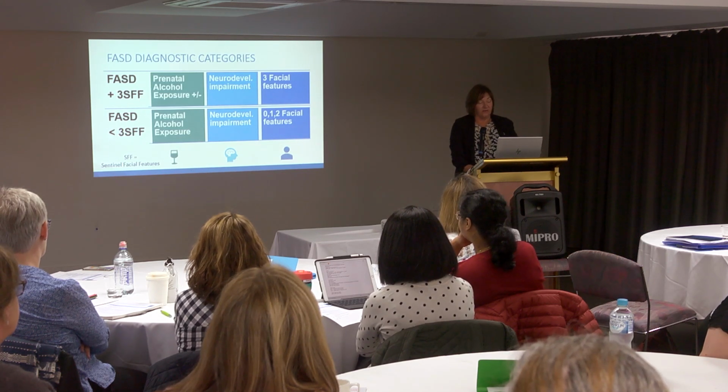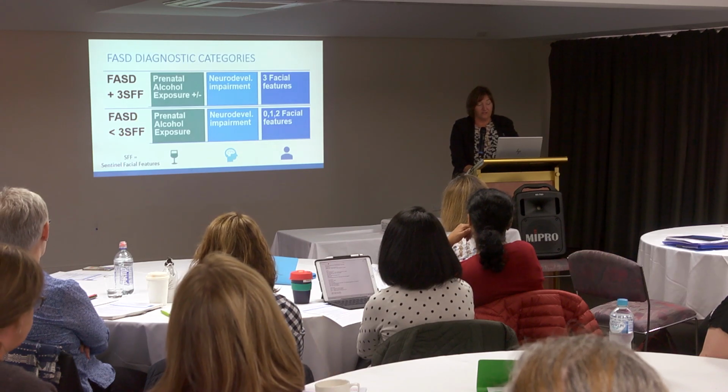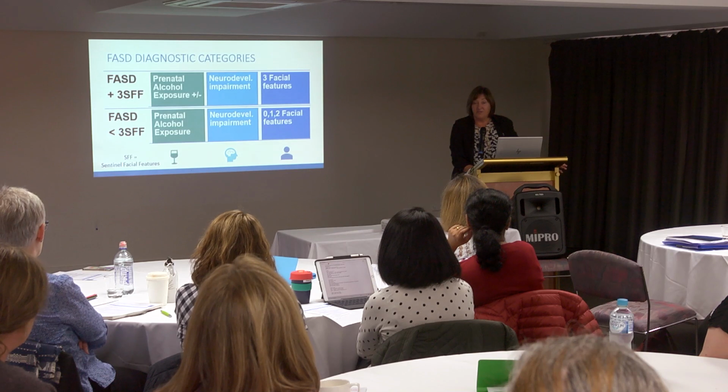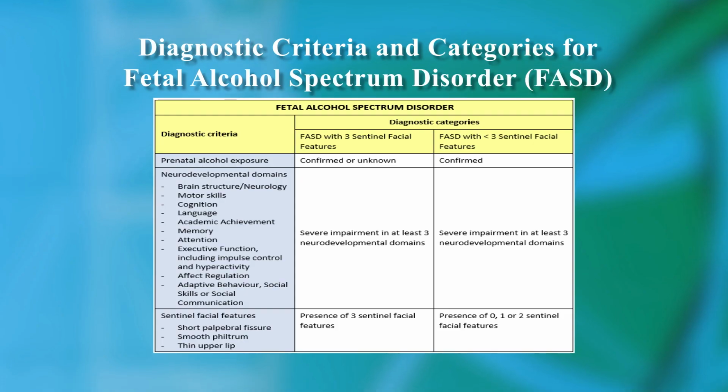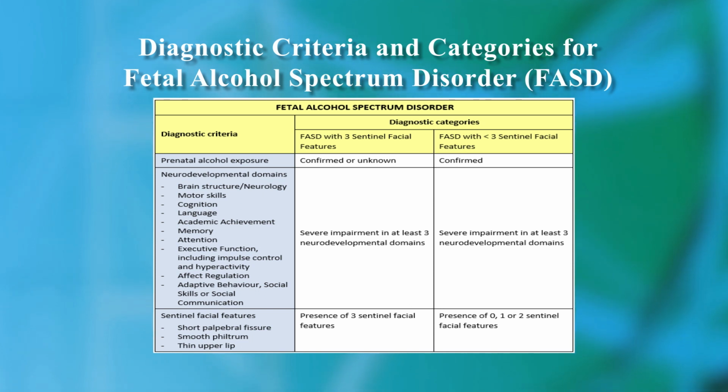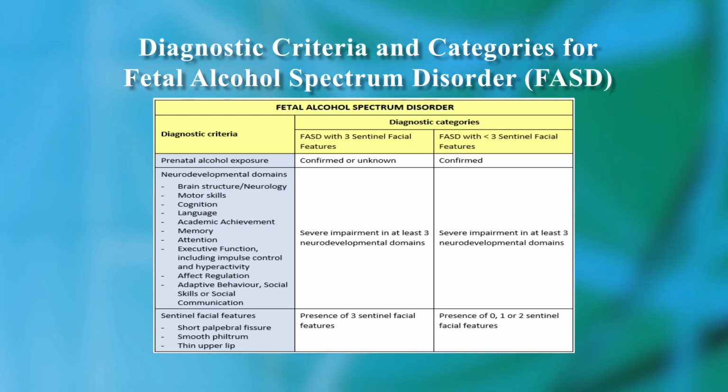You'll note just here where it says fetal alcohol spectrum disorder with 3 facial features, that if you have the 3 facial features and neurodevelopmental impairment, the diagnosis can be made in the absence of alcohol exposure. But as all of you will know, this is still a diagnosis of exclusion. We need to make sure there are not other causes for the child's neurodevelopmental impairment. So the guide contains this list, which on the left says diagnostic criteria, and on the right are the 2 categories: fetal alcohol spectrum disorder with and without 3 facial features.